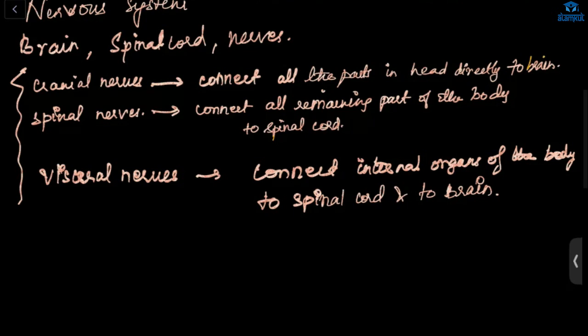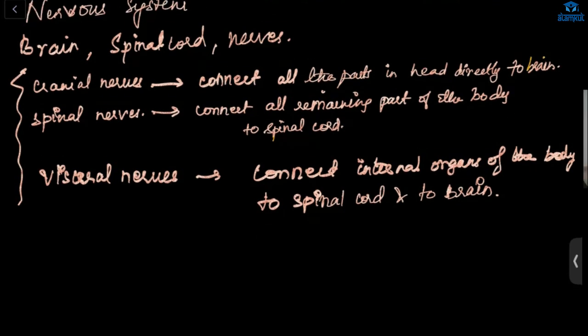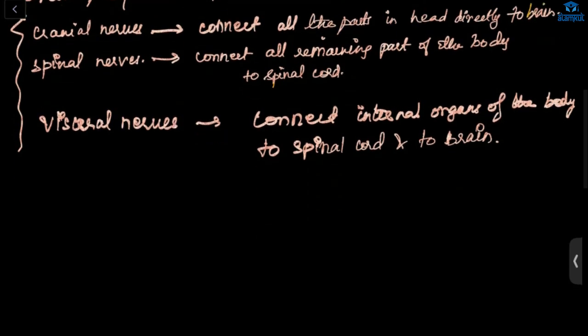So we have three types of nerves: cranial nerves, spinal nerves, and visceral nerves. You got it? Yes, ma'am. Now, how does our nervous system work? Whenever our body is affected, how will it be affected? Our sense organs, like the eye, ear, tongue, nose, are affected. At that time, what will happen? A message will be sent to the brain in the form of a nerve impulse, or you can say electrical impulse, through the sensory neuron.